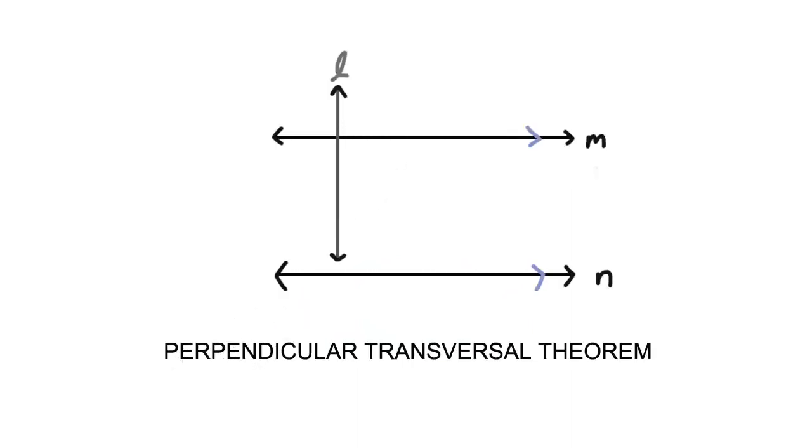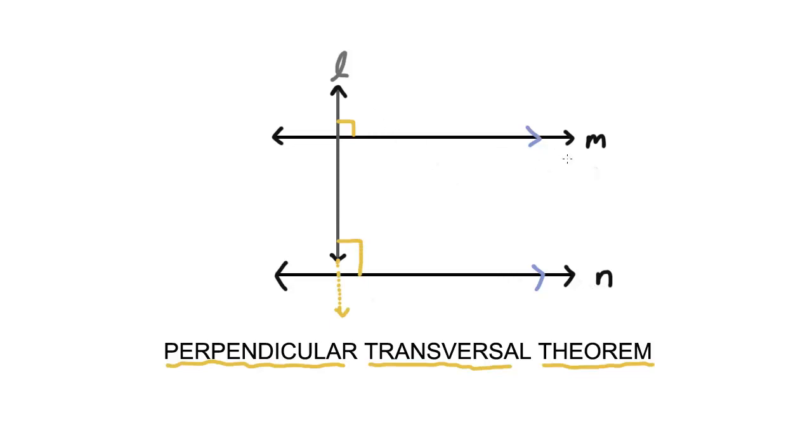Alright, so now we can look at the perpendicular transversal theorem. So if you have line L and line L is perpendicular to line M, so let's indicate it with the box. And we also know that line M is parallel to line N. So if that is the case, then we can extend line L in this direction. It goes on forever. And line L is also perpendicular to line N.